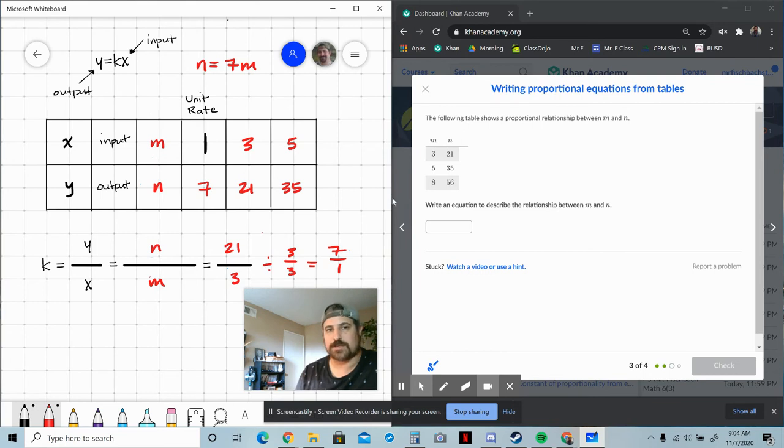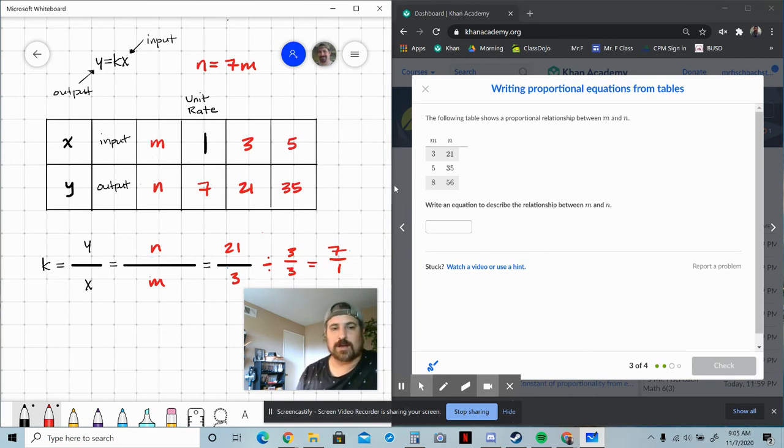And just check it to see if it works. When you input a 3 for M, 3 times 7 is 21. You get an output of 21. When you input a 5 for m, you get 7 times 5, which is 35. Output of n, which is 35. And then if you input an m value of 8, you get 7 times 8, which is 56, which is the output value, right? So that works. We know this is going to work.